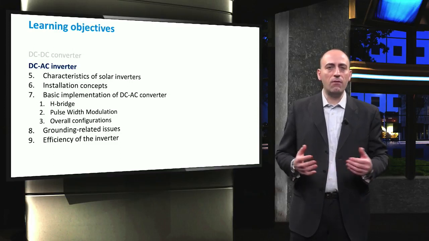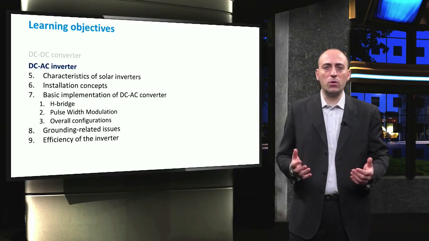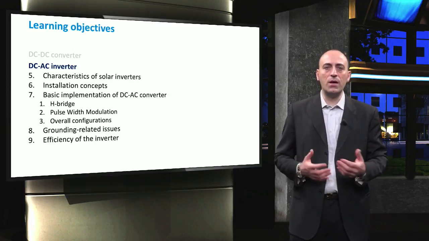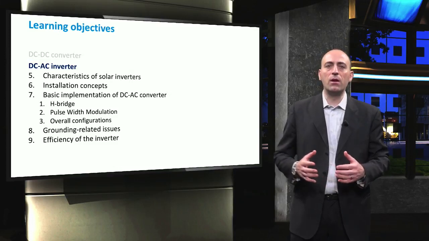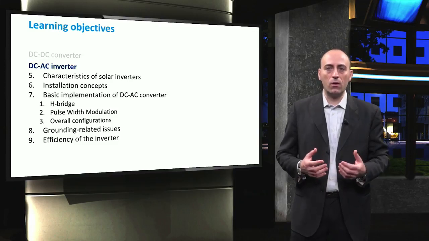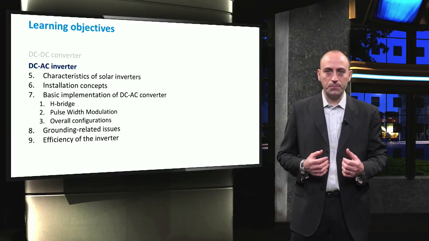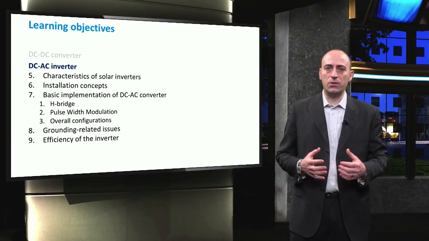In reality, every inverter brand has its own proprietary topology, so it is virtually impossible to go through all the different nuances of a DC to AC inverter embodiment. However, in general, there are always an H-bridge along with a control algorithm to modulate the output signal. For this purpose, usually pulse width modulation is used.